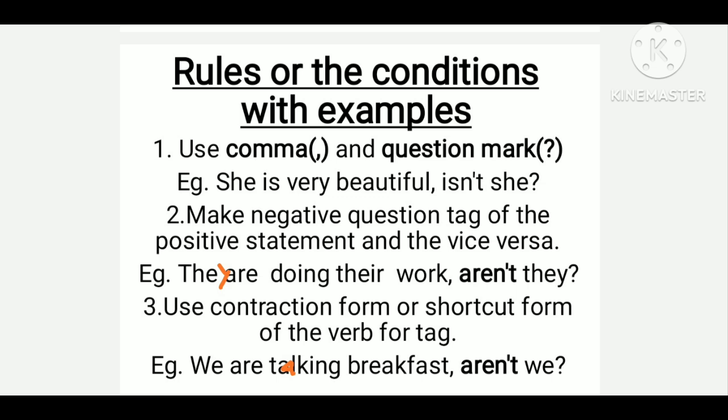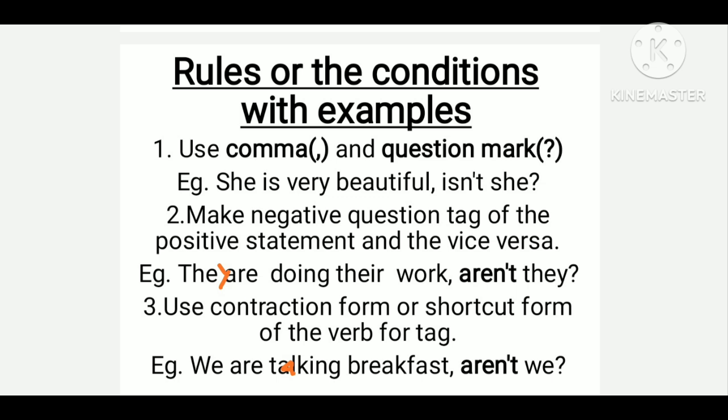Similarly, make a negative question tag for the positive statement and vice versa. It means we should make the negative question tag if there is a positive statement. For example, they are doing their work, aren't they? There is written the by mistake, and that is they. So this is the positive statement, so there is a negative tag by adding not after are.